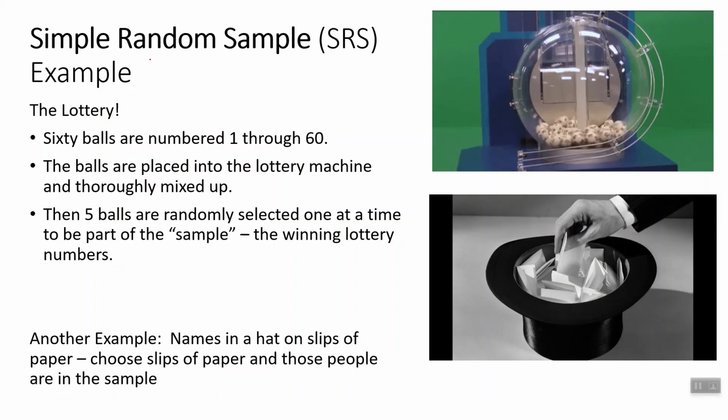So examples of each. So first up, our simple random sample. One way to do a simple random sample is the lottery. So here are the balls 1 through 60 rolling around in here. All right, we mix them up and then we choose 5 balls. And that becomes our sample. The winning lottery numbers would be our sample. All right, here's our hat. We can put all of our names folded up on papers in a hat, and we can just pull the papers out of the hat one at a time, and that becomes our sample.